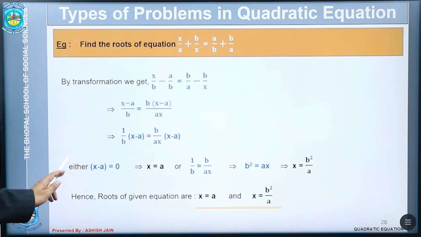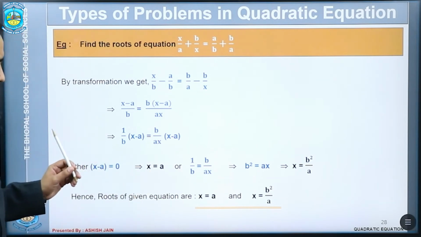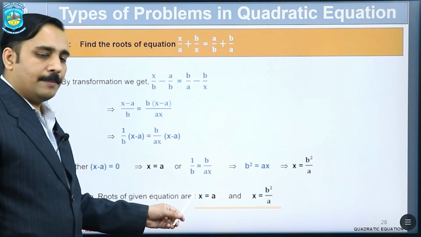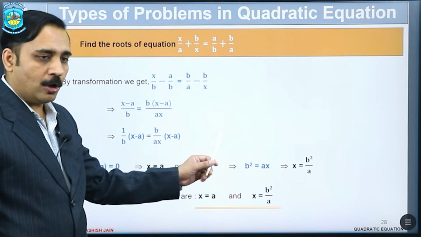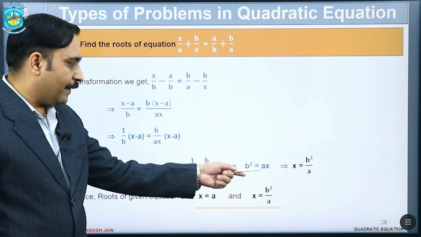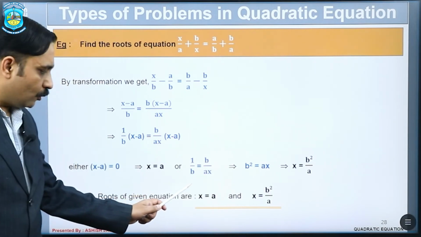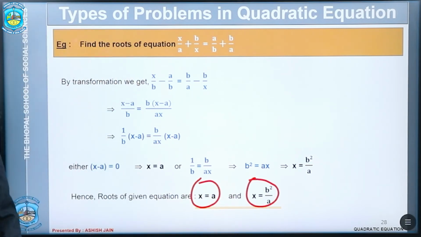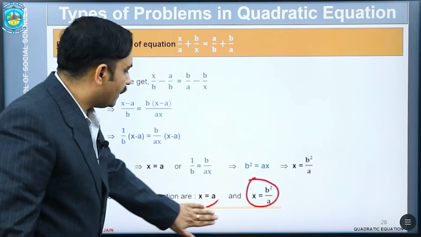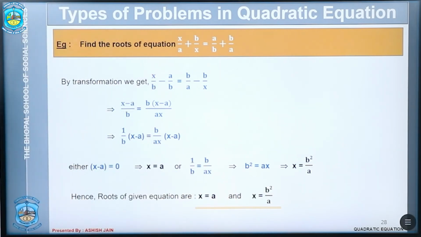Now either x minus a is equal to 0, that means the value of x is a, or 1 by b is equal to b upon ax, that means the value of b square is equal to ax, or we can say that the value of x is equal to b square by a. Hence, we have two roots. The first root is x equal to a. The second root is x is equal to b square by a. These questions are very simple provided you first convert it into solvable form, right?